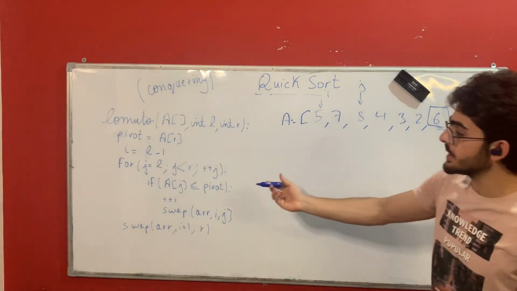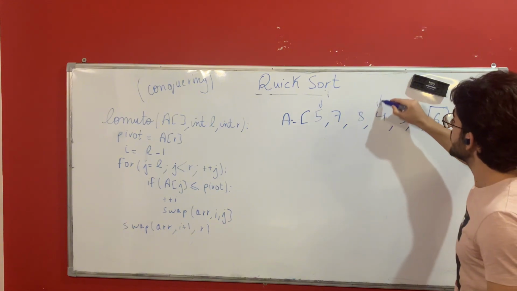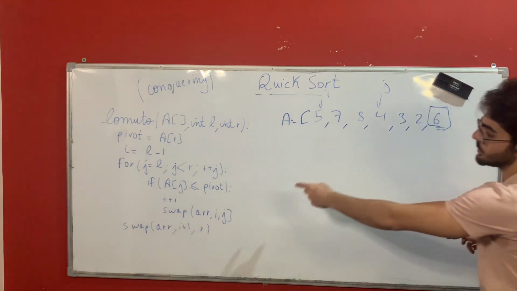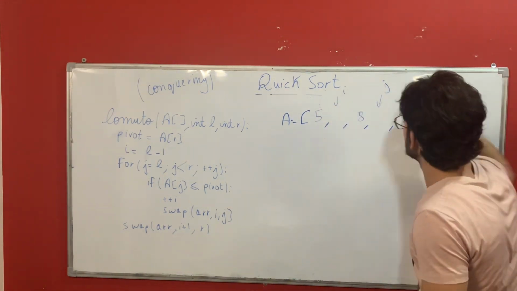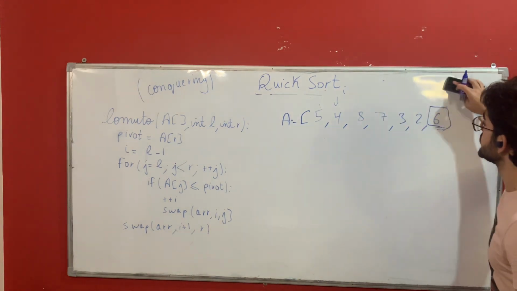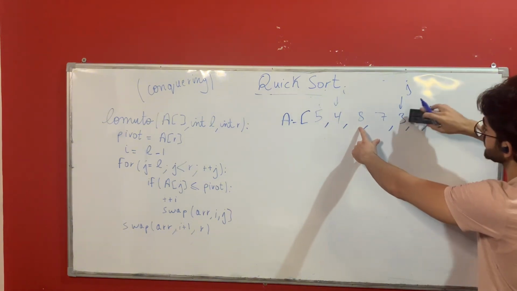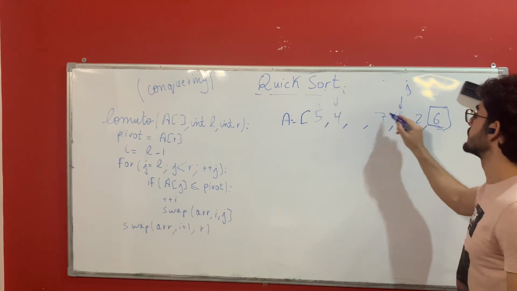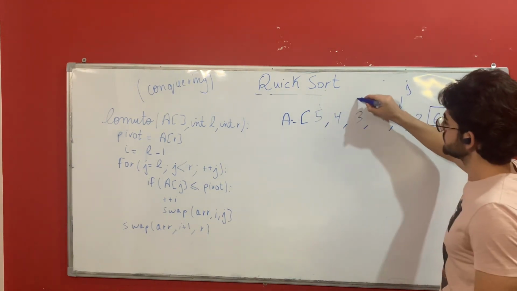We continue iterating over the for loop until reaching 4. 4 now is also less than 6, so we need to swap it with 7. We increment i by 1 and we swap. We continue iterating, reaching 3. 3 is less than 6, so we swap 8 with 3. Now i is pointing at 3.